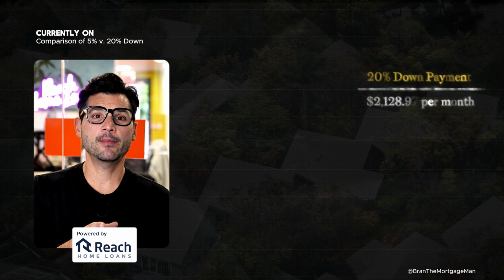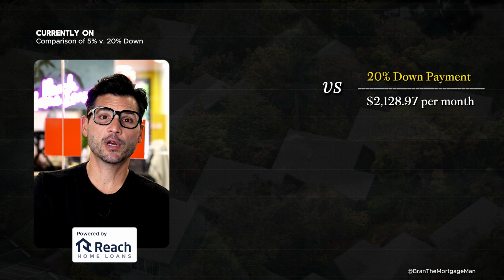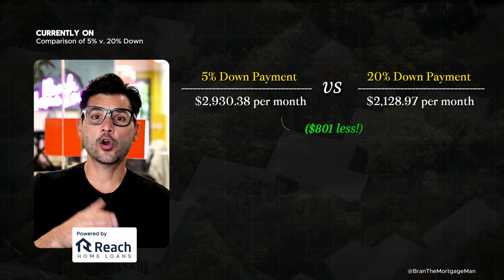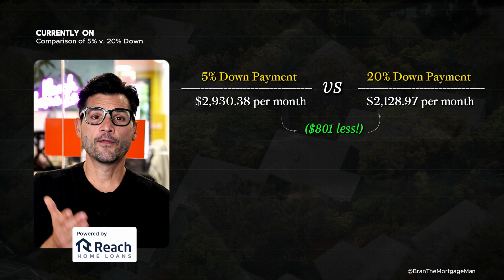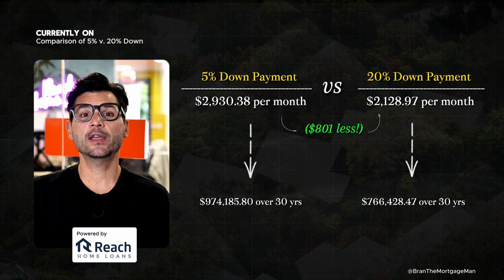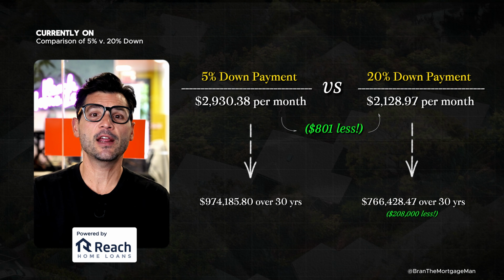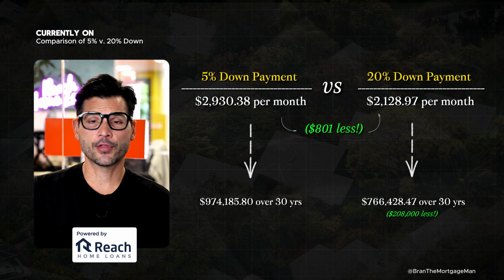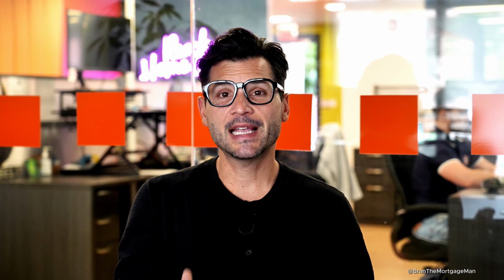Well, let's compare that to the 5% down option. The monthly payment, putting 20% down versus putting 5% down, is $801 less for the same property. And with 20% down, you're saving almost $208,000 over the 30-year term. So it's a substantial amount of money if you're in a position to put that larger down payment.